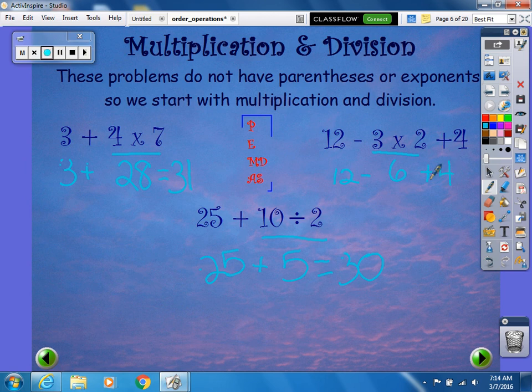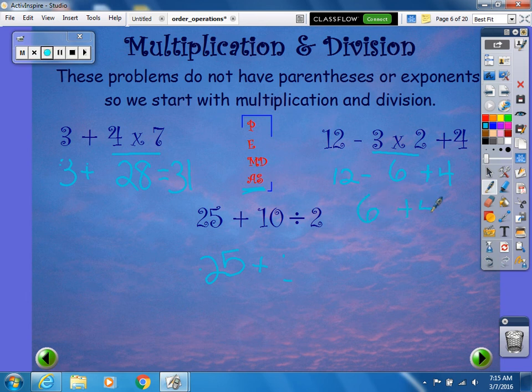Oh, there you go. We have 12 minus 6 plus 4. We now are down to Aunt Sally, which is addition and subtraction. And remember, boys and girls, when you have subtraction and addition together, you just start at your left and we're going to go to the right. So let's start with 12 minus 6. What is 12 minus 6? You should have said 6.